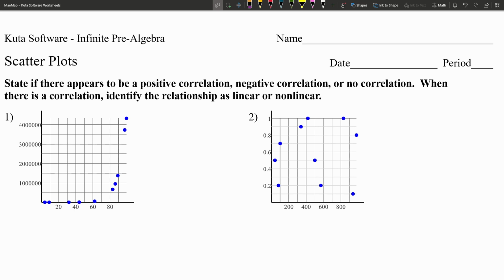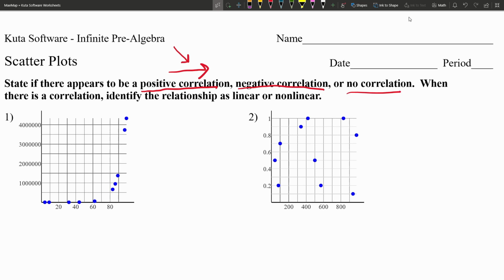Now, for our first page, it says to state if there appears to be a positive correlation, a negative correlation, or no correlation. Quickly going over what a positive correlation is, think about as we move to the right on our scatter plot, if our data points appear to be going up or getting higher, that's a positive correlation. As we move to the right, if those points appear to be getting lower in value, that's a negative correlation.